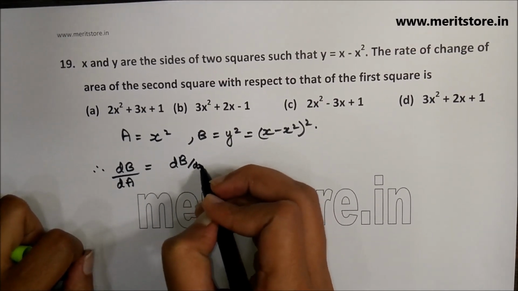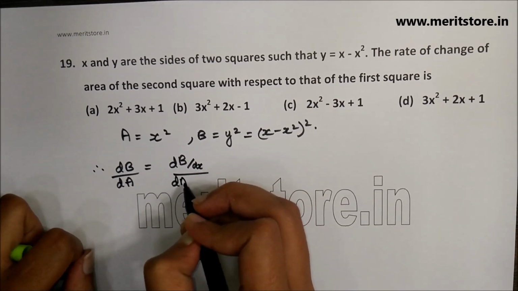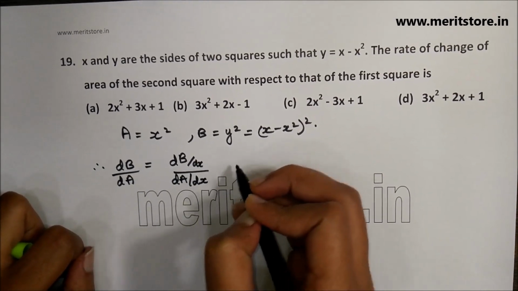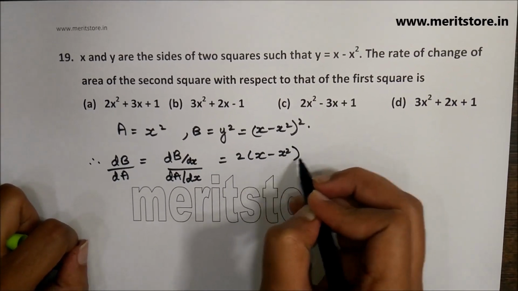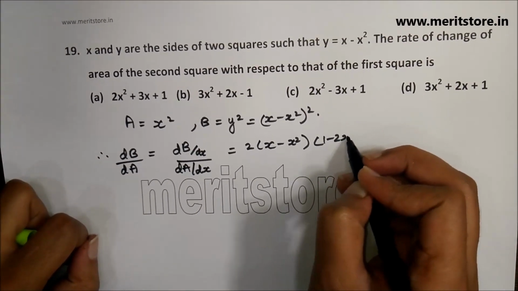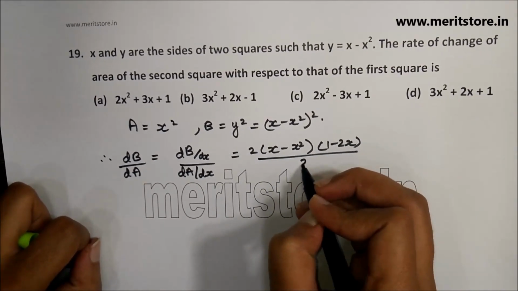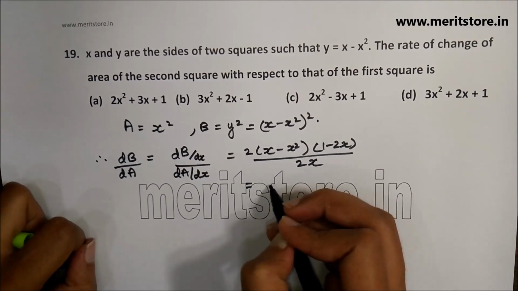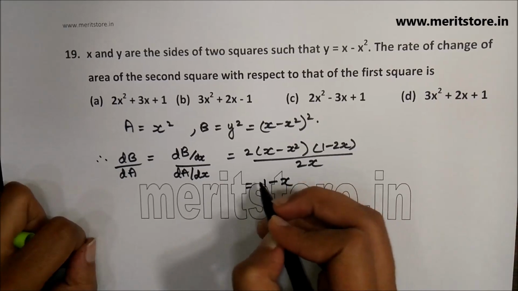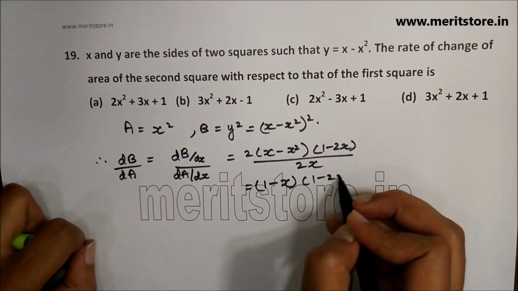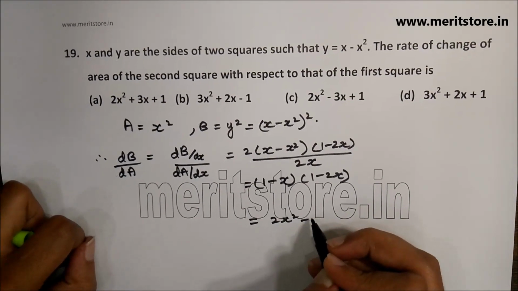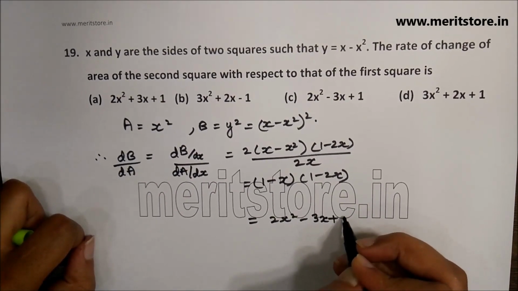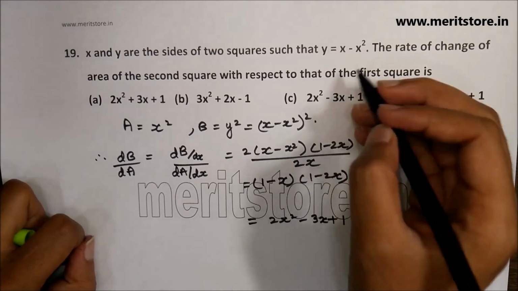Differentiating this with dx and dA, differentiating this with dx, equal to 2x minus x square into 1 minus 2x divided by 2x, which is equal to 1 minus x and 1 minus 2x. On solving, we get 2x square minus 3x plus 1, which is option C.